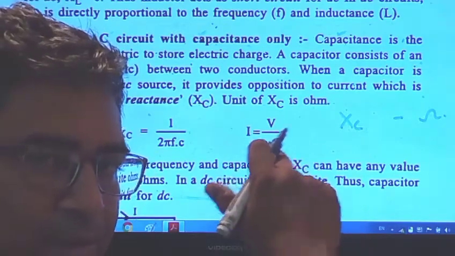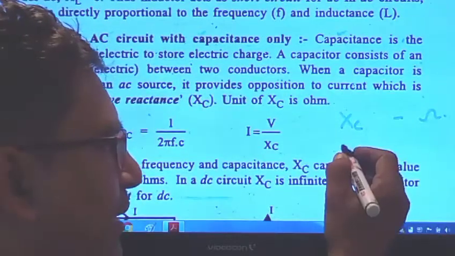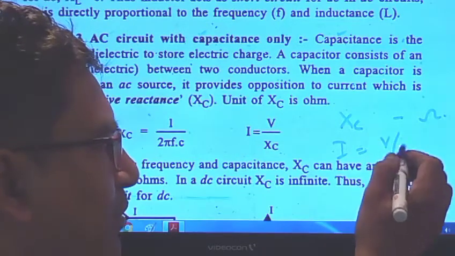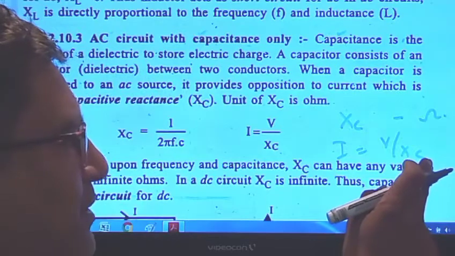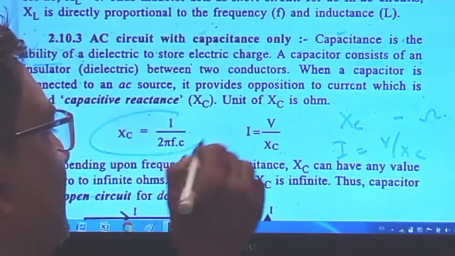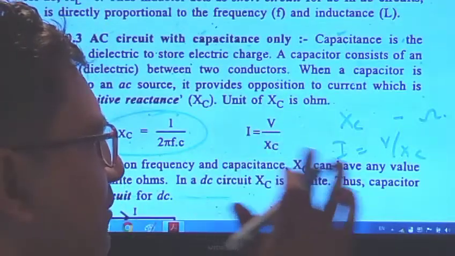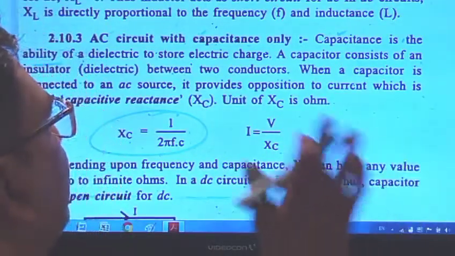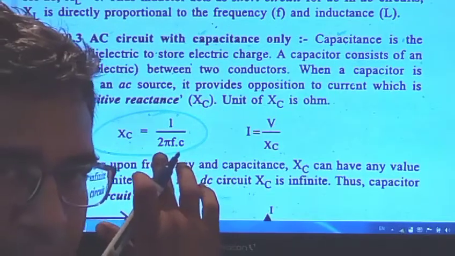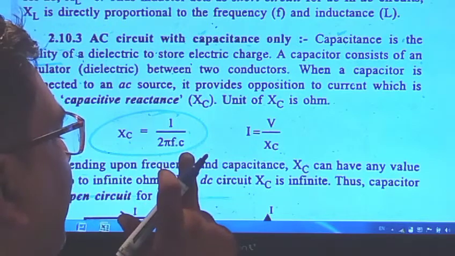When the current flows through the circuit, the value of I is equal to V upon Xc. What is the value of Xc? Xc is equal to 1 upon 2 pi F C. This is the capacitive reactance, 1 upon 2 pi F C.